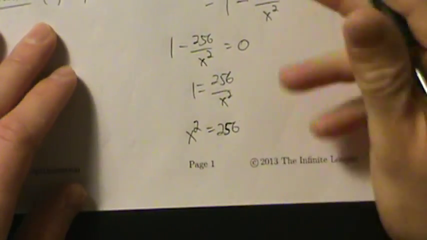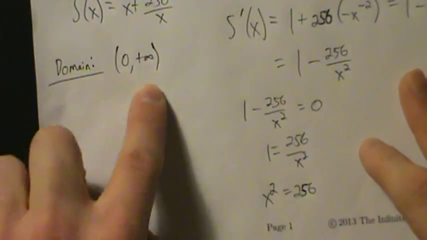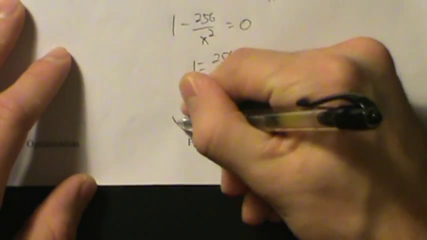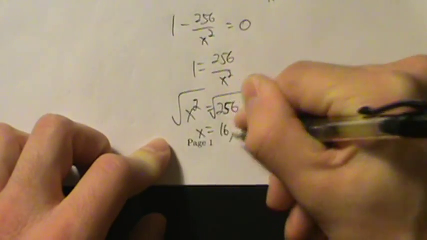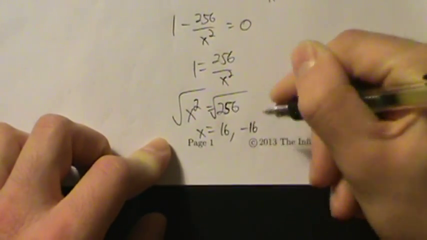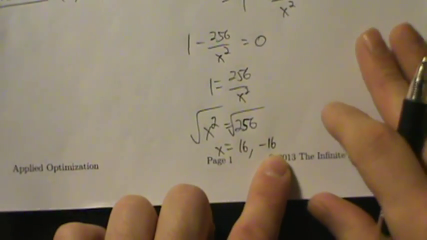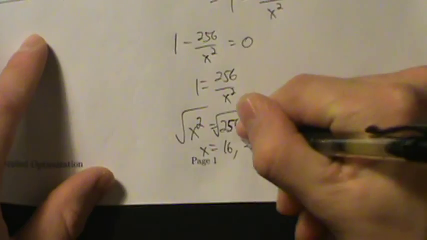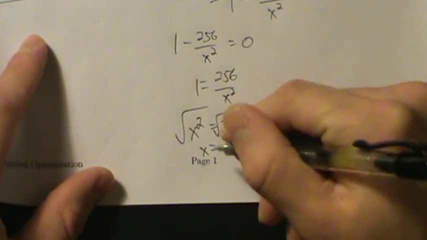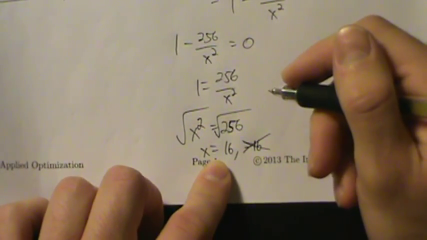But that's okay here because we know x has to be strictly positive, so it's okay to do that. So now we take a square root of both sides. And remember, always take the negative root also, so x equals 16 or negative 16. But negative 16, we can just throw that one out because remember, x has to be strictly greater than 0, right? So we can just toss that one out. So x equals 16 is our only critical point that we get from here.